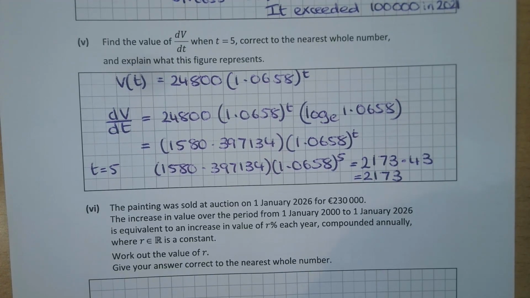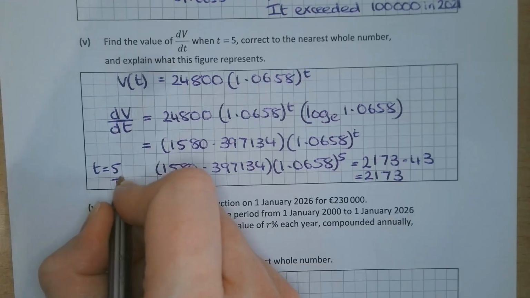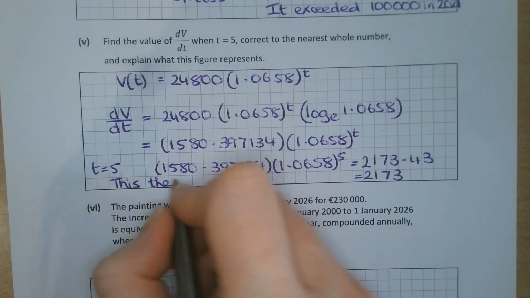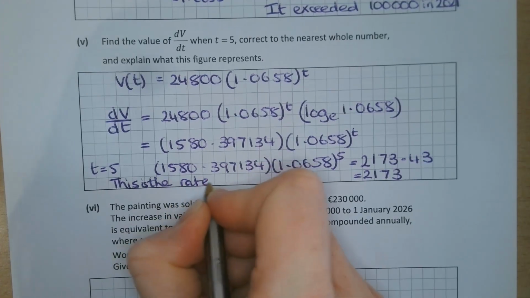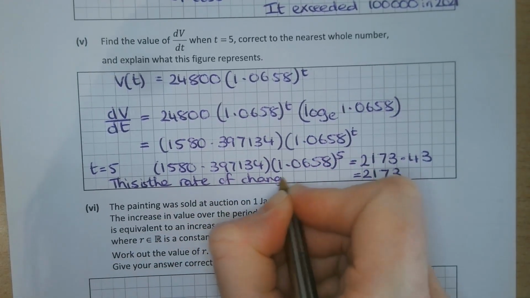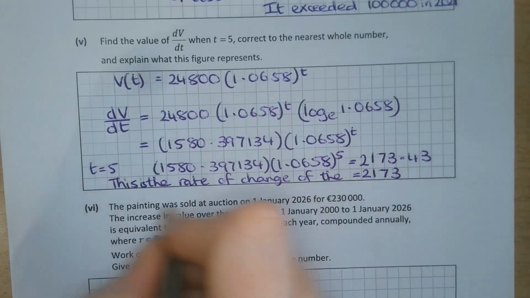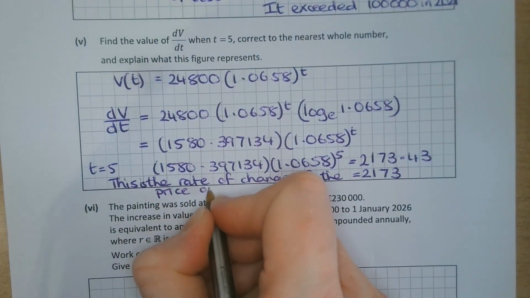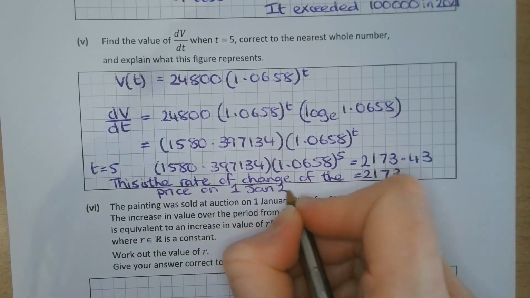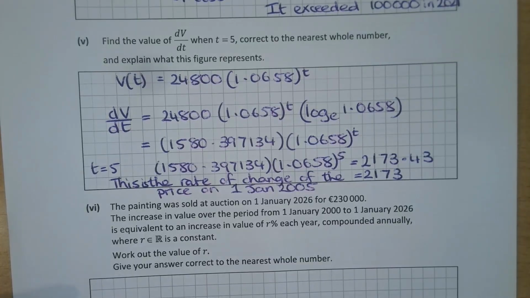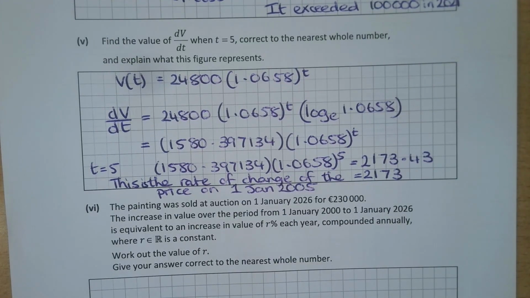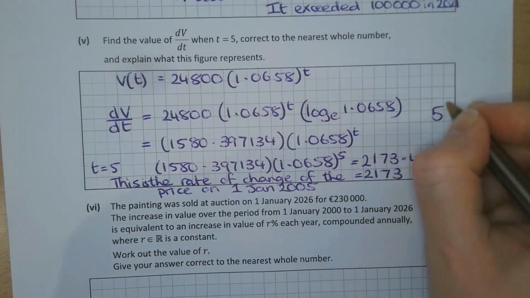Well, basically that represents the rate of change of the price on the 1st of January 2005. So we can write that in the bottom. This is the rate of change of the price on the 1st of January 2005. Anywhere where we're having a question where we're using calculus and we're asked what does this represent, the phrase rate of change is really important there. That question was worth 5 marks.